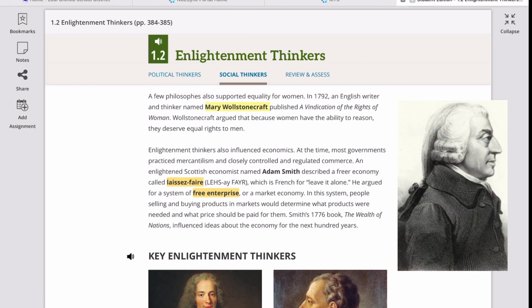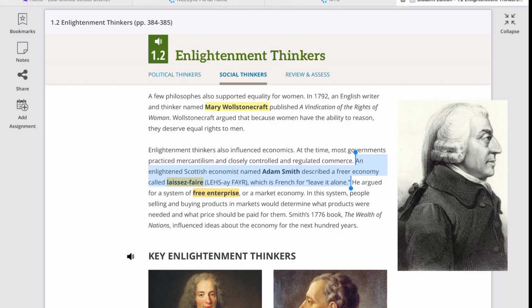Of course, there are also Enlightenment thinkers in the field of economics, and economics is the distribution of wealth and resources in the society. An enlightened Scottish economist by the name of Adam Smith described a freer economy called laissez-faire. And what is laissez-faire? It's a French phrase for leave it alone. So he argued for a system of free enterprise, or a market economy.